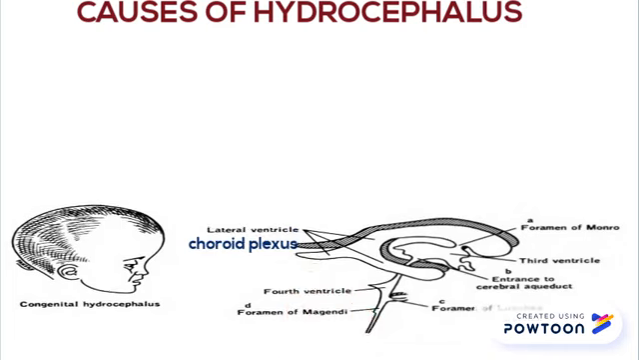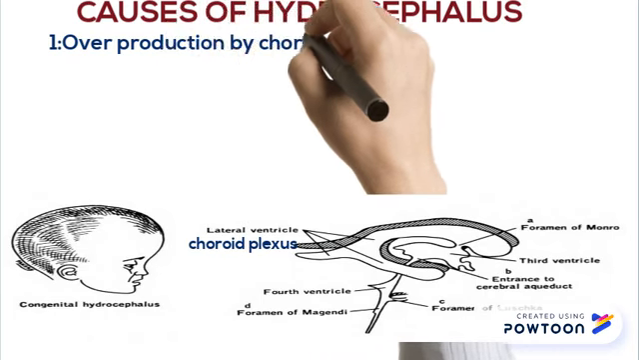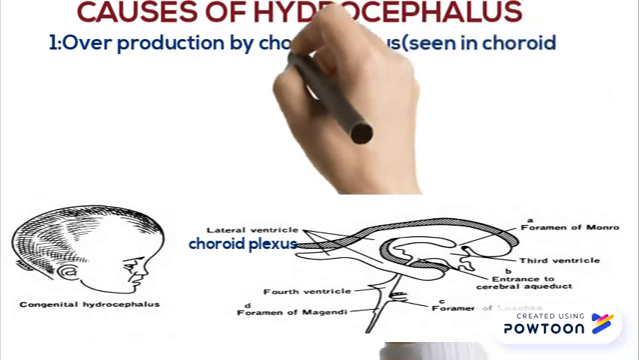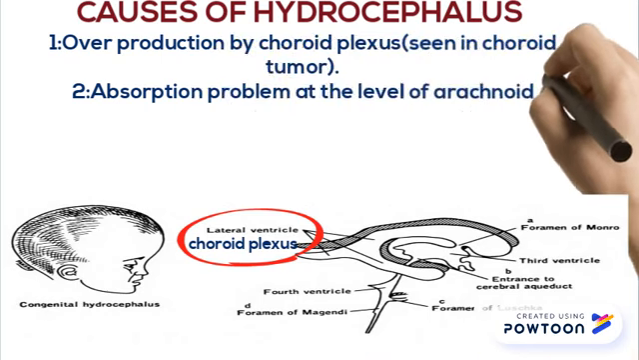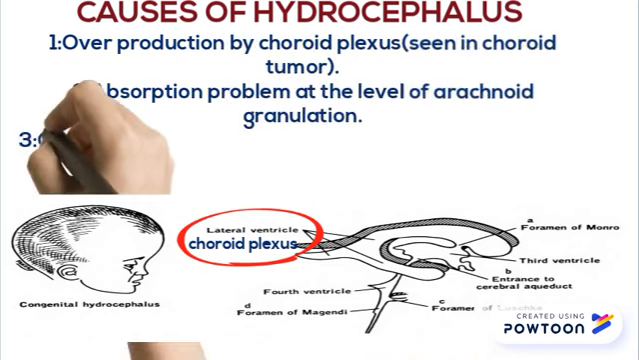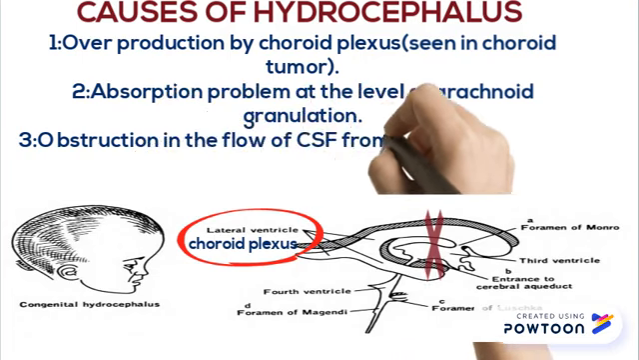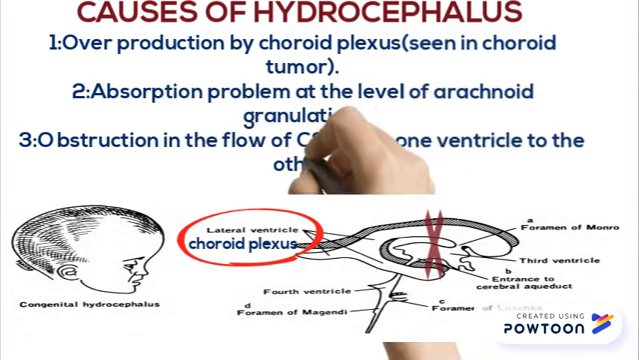Now let's discuss the causes of hydrocephalus. Number one is overproduction by the choroid plexus, as seen in choroid plexus tumor. Number two is an absorption problem at the level of the arachnoid granulation. And number three is obstruction in the flow of CSF from one ventricle to the other.